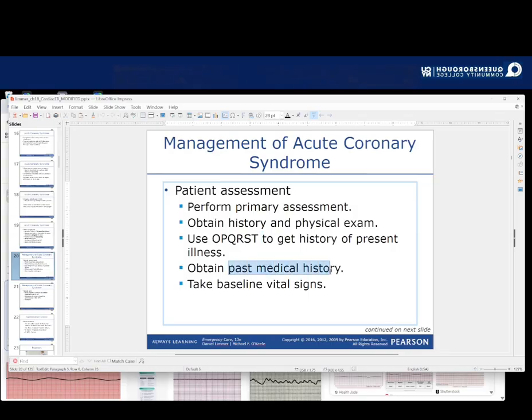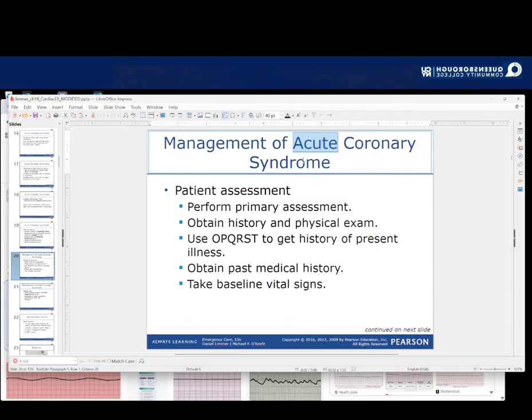Past medical history is part of the SAMPLE. And of course, you should absolutely take at least 2 sets of vital signs. Take the baseline, and then 5 minutes later, take a second set to see the trend.